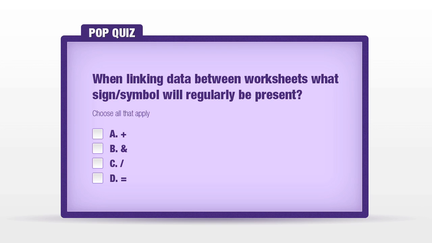It's time to answer another pop quiz question. When linking data between worksheets, what sign or symbol will regularly be present? A, the plus sign. B, the ampersand, the and symbol. C, a forward slash. D, the equal sign. The only answer here is D. You will definitely find the equal sign when you're linking data between worksheets, because that's what tells Excel that you're going to start a link.